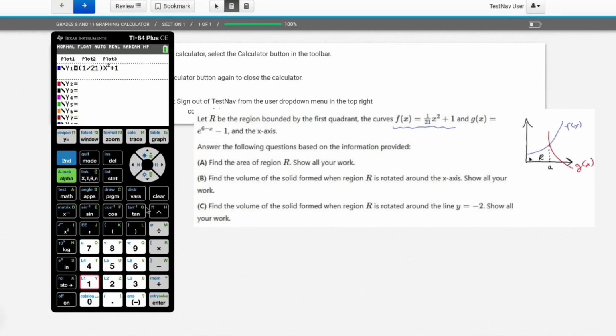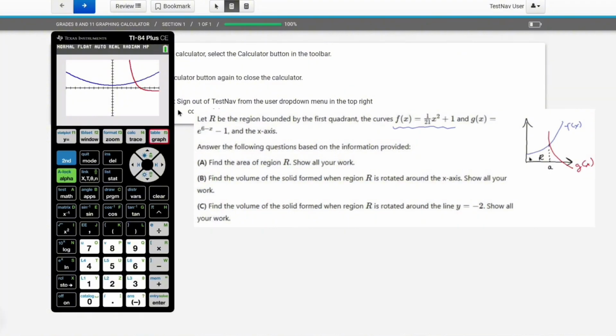Y sub 2 is going to be my g of x. That was e to the x, so second ln, e to the 6 minus x. So let's throw all of that in there, 6 minus x, and then go out of here, and let's minus 1 because that was the other part of it. All right, let's see what this graph looks like. Okay, so there's the picture that I drew, but a little bit flatter maybe, I guess.